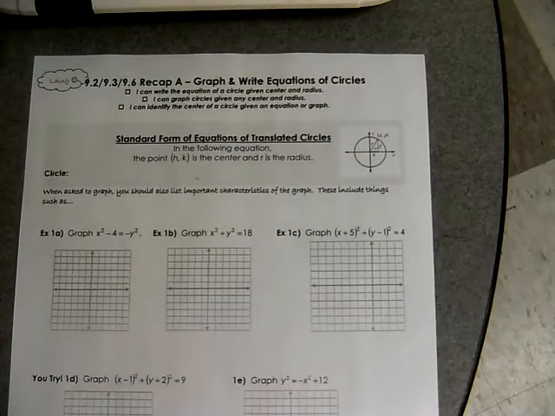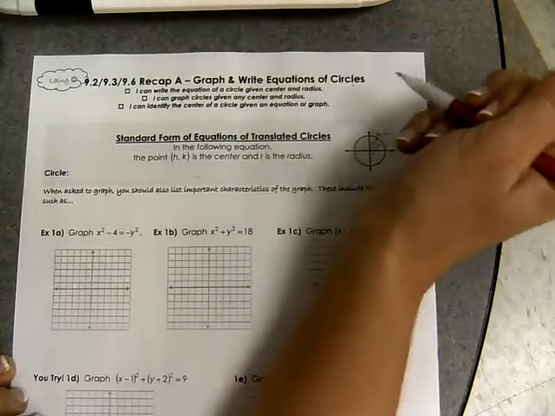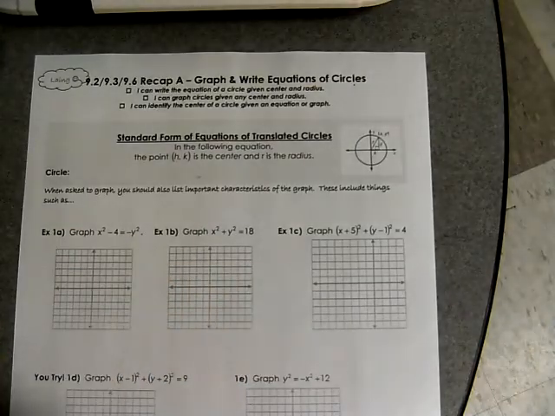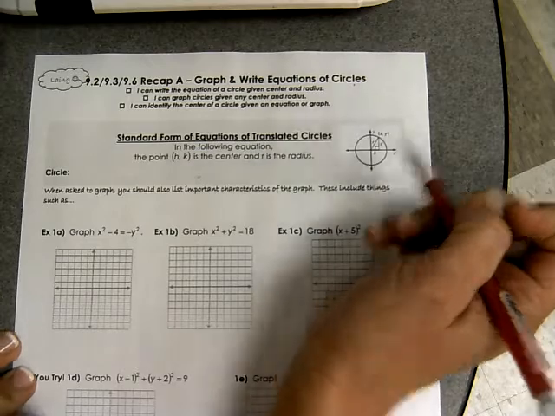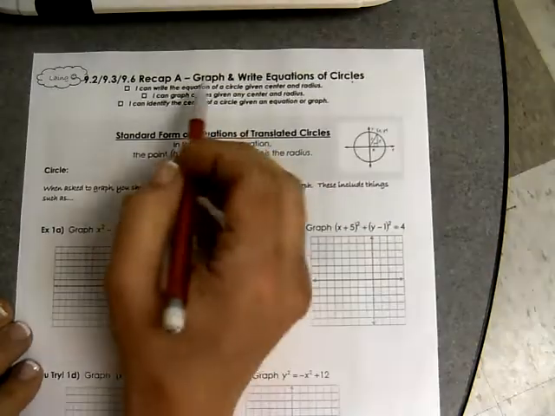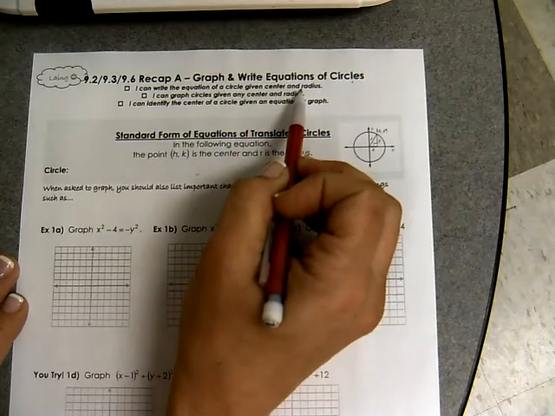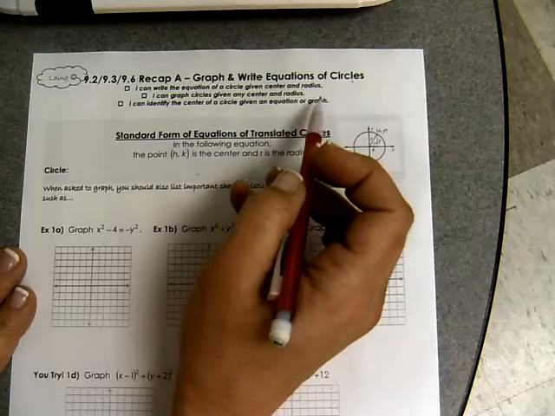Okay, today we're going to do a little recap of circles, which is something that we've talked about before. So hopefully we'll just recap what you remember from geometry and first semester about circles. One of the things that we want to do is write the equation of a circle given a center and radius, and graph circles given any center and radius.